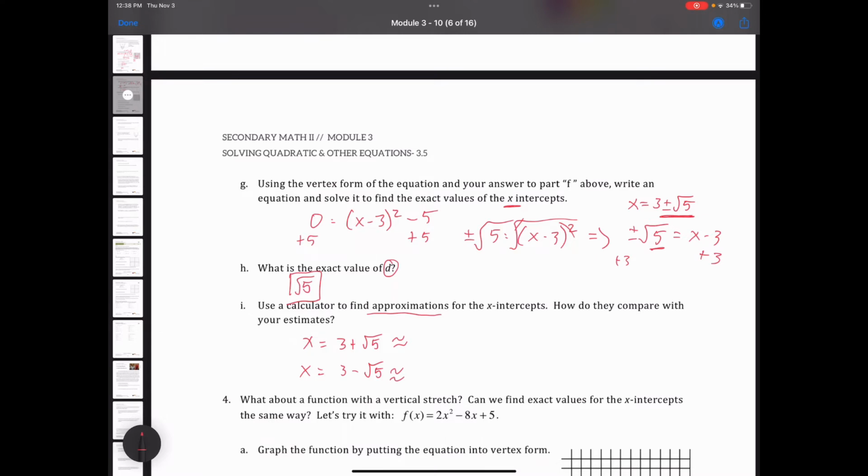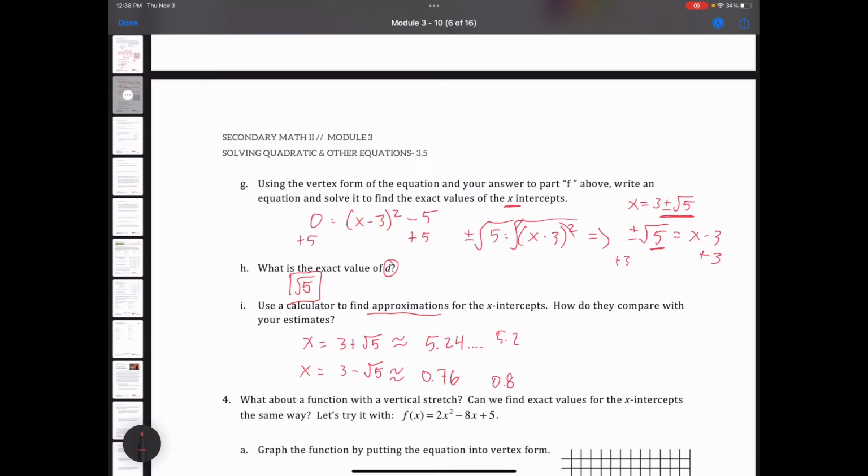For that one, I get 5.23, hot dog, or 5.24 rather. And then 3 minus the square root of 5, that is 0.76. Okay, so my estimations were 5.2 and 0.8, which are pretty close. Like if we rounded those, I would be all right. But they're not very exact, right?